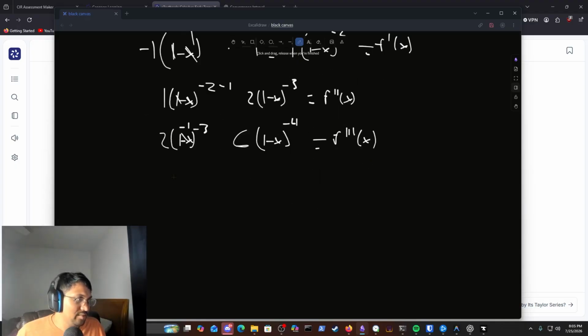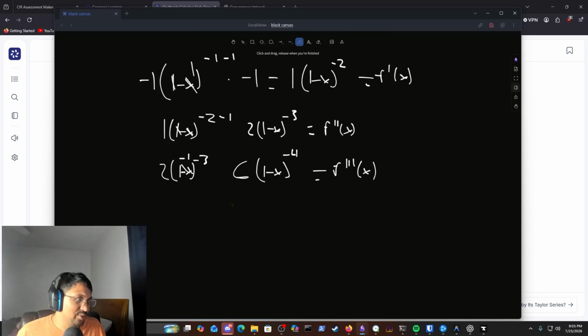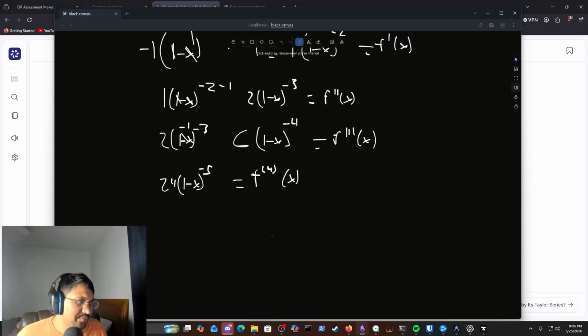And then we'll do the fourth derivative. This is enough right here, but I'll give you the fourth just so you can really see. So it should be 6 times negative 4, and then times negative 1. That's going to be 24 on the outside, 1 minus x to the negative 4 minus 1, negative 5. And this is equal to our fourth derivative, which is why we use this notation. And now let's just evaluate all these at 0.